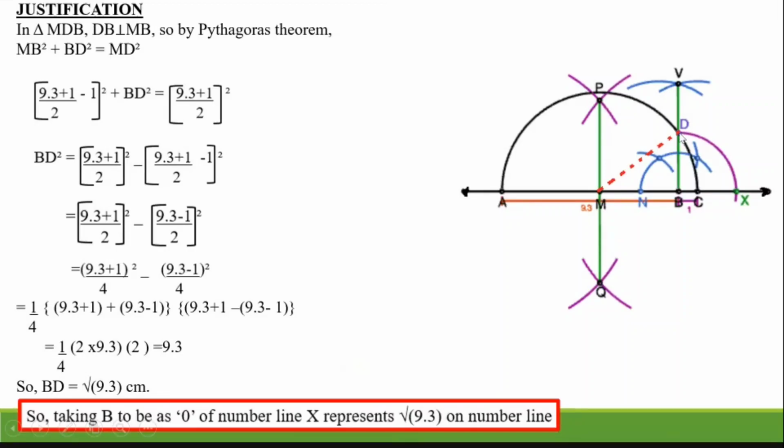So with BD as radius, if I cut an arc intersecting this line AB at point X, then X will represent root 9.3, taking B as the 0.